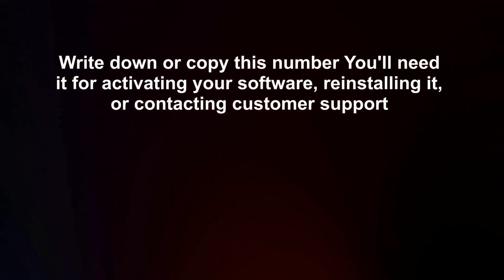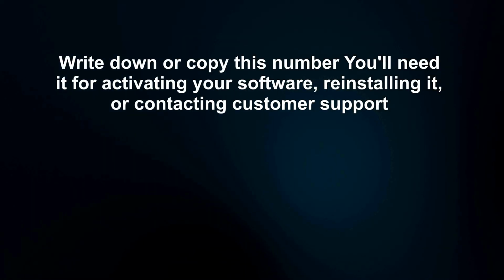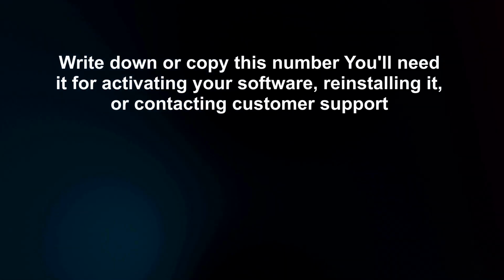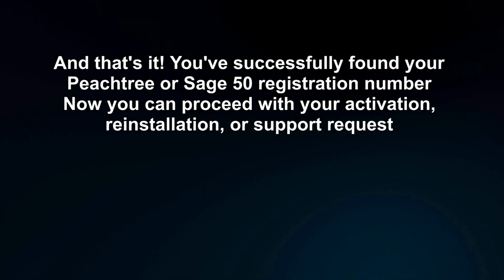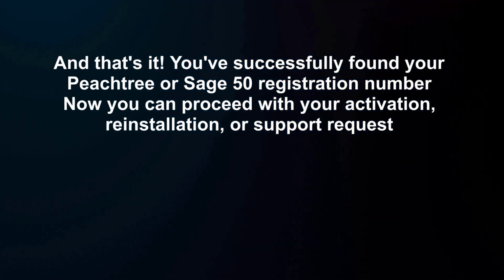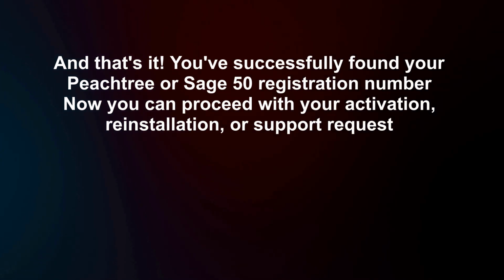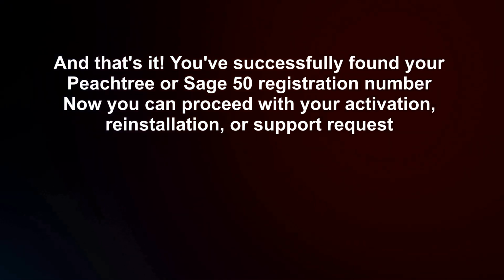Write down or copy this number. You'll need it for activating your software, reinstalling it, or contacting customer support. And that's it. You've successfully found your Peachtree or Sage 50 registration number. Now you can proceed with your activation, reinstallation, or support request.